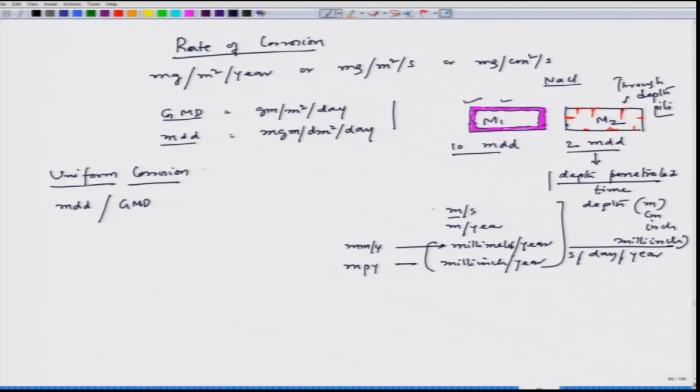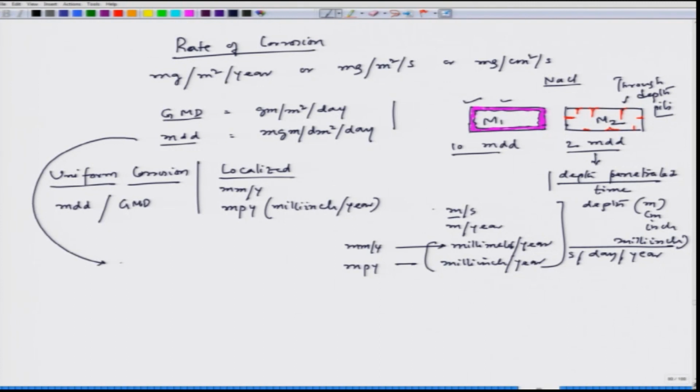But in case of localized corrosion, we can consider millimeter per year or MPY, which means milli inch per year. Fine. So, these are two different rates. Now, the question is, we have the information about weight loss per unit area per unit time. Now, we have to convert this into depth by time. How can we do it?